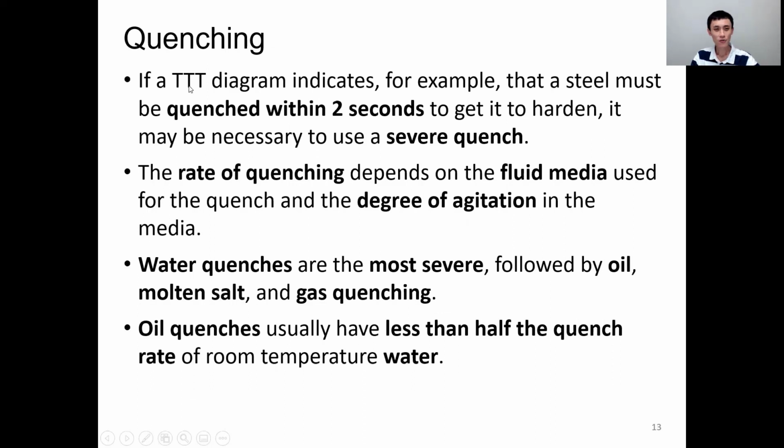So if the TTT diagram tells us the quenching has to be within 2 seconds, then we have to use a severe quench. And the rate of quenching depends on the fluid media as well as the degree of agitation. For fluid media, we could use water quenching or oil quenching, and it could also be molten salt. So it's molten salt and not salt solution. It also could be gas quenching. Water quenching is the most severe one, and gas quenching is the least severe one. And oil quenching usually has less than half the quench rate of water quenching.